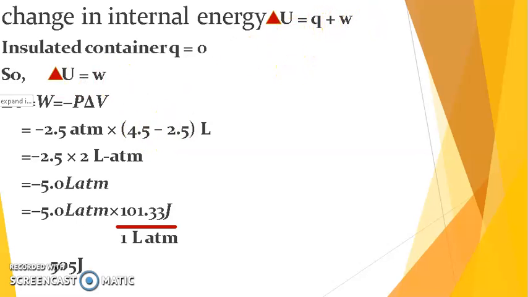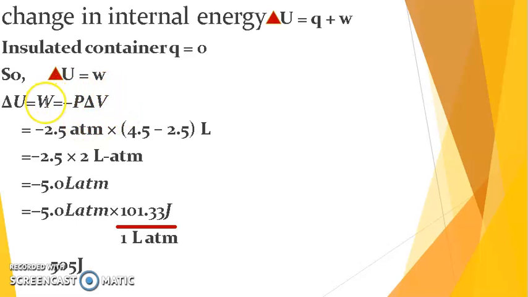So they have mentioned there the gas has expanded in the insulated container. Insulated container means Q is equal to 0 here, correct? So we have to substitute the value in the equation. So you will get del U is equal to W, correct? So what is the equation for W here? W is equal to minus P, that means pressure, into del V, that means change in volume. Correct? Minus P, pressure, into change in volume.